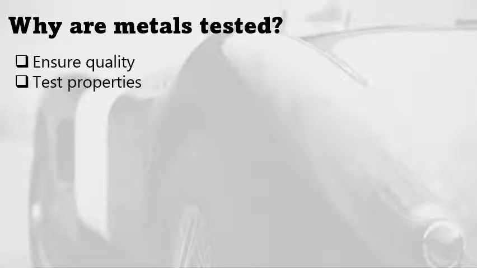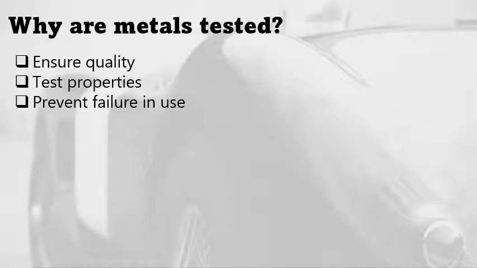The second is to test the properties. So some engineers test metal to know whether it attained a particular property based, for example, on the manufacturer's data, or also to verify information about the property of a certain metal.